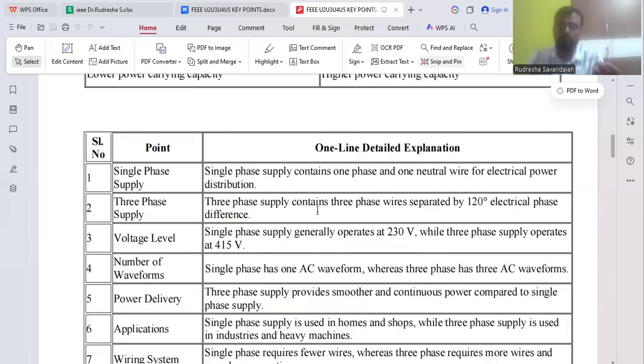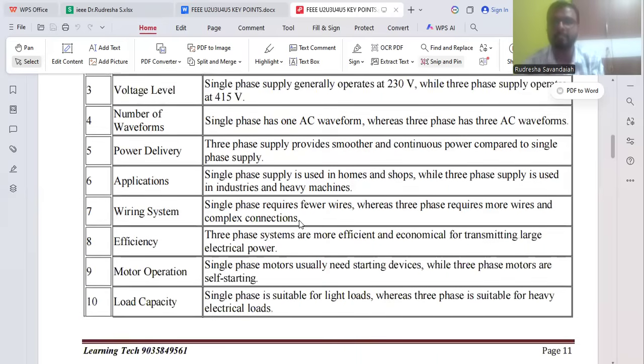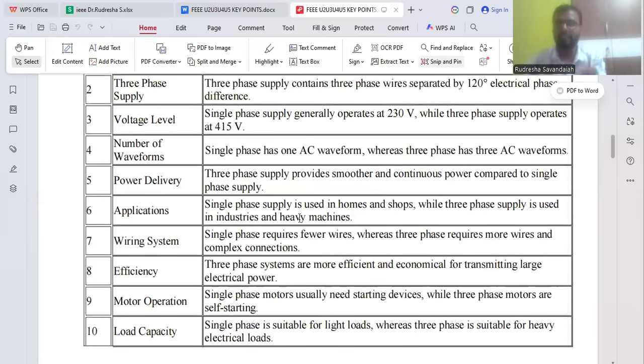Number of waveforms: single phase has one AC waveform, three phase has three AC waveforms. Power delivery: three phase supply provides smoother and continuous power compared to single phase supply. Applications: single phase is used in homes and shops, while three phase supply is used for industrial and heavy machines.